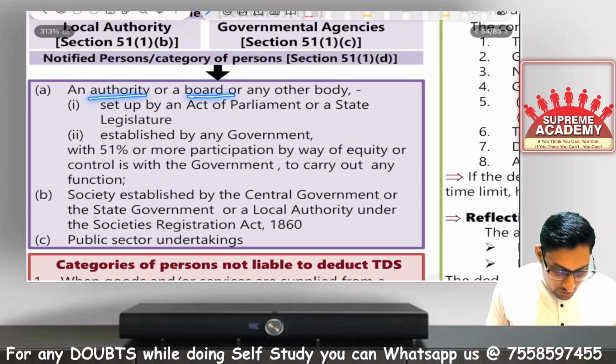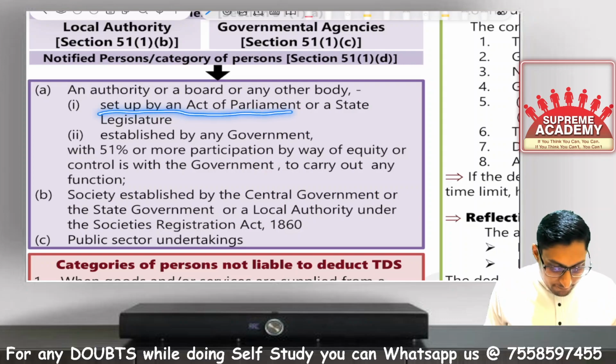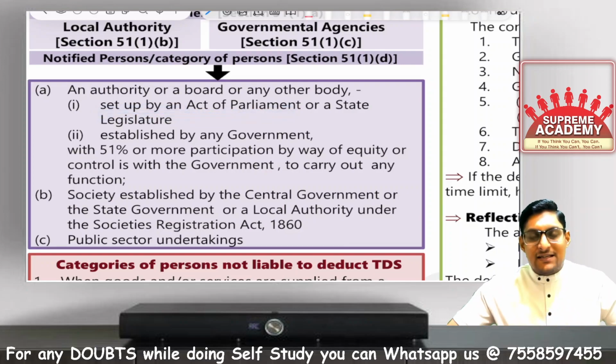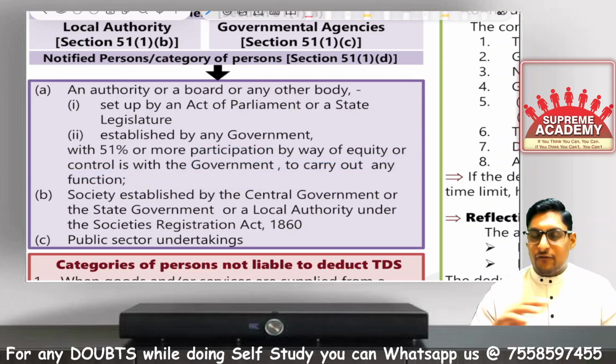Any authority, board or any body set up by an Act of Parliament or state legislature, set up by the central government or the state government, or any other establishment of the government with 51% or more participation by way of equity or control with the government. Any type of authority or board set up by the government, or any government establishment in which the government holds more than 51% of the equity and control, that authority or board.